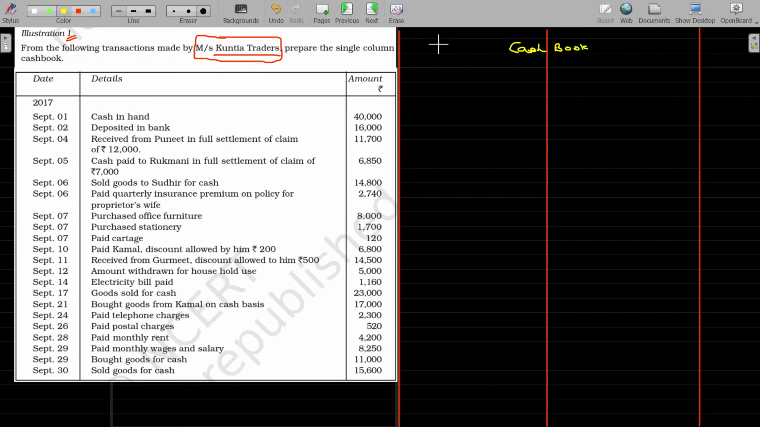Cash book will always have the debit side, which we name the receipt side by default, and the credit side we usually call the payment side. Of course, payment is nothing but credit, receipt is nothing but debit. That way also you can understand it. When it comes to the subsidiary book, we won't call that the debit and credit, right?